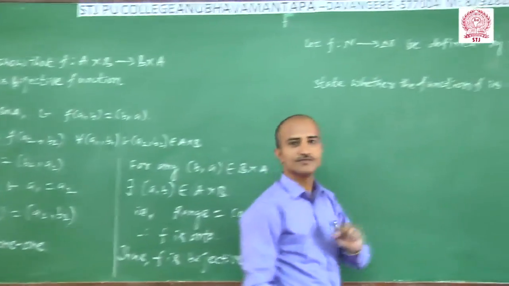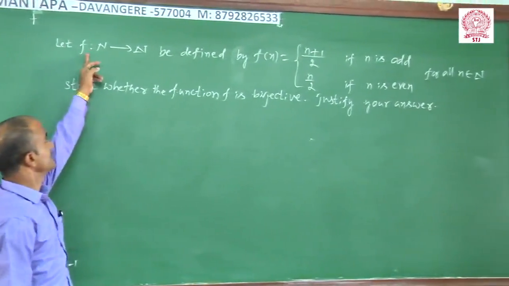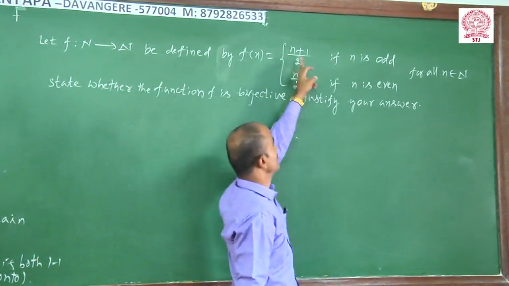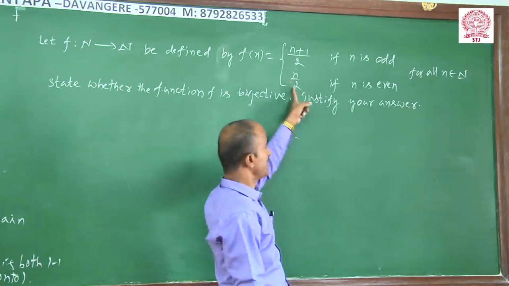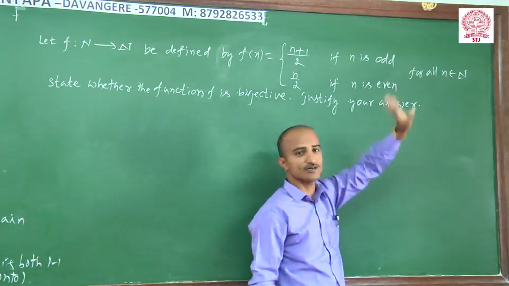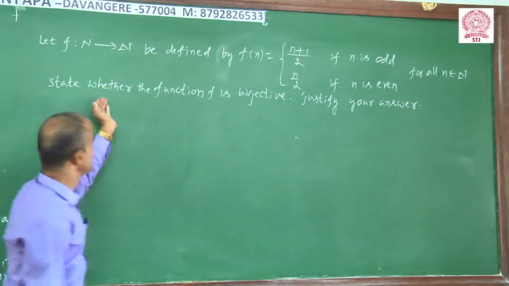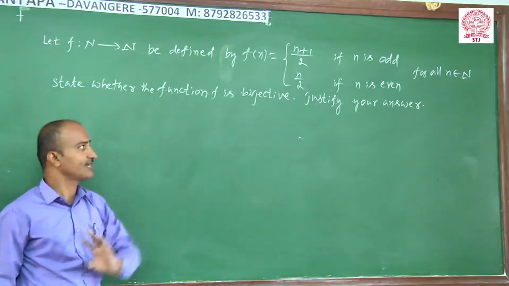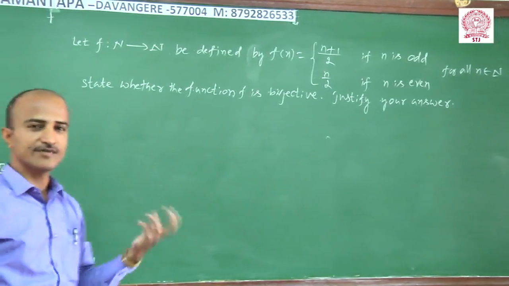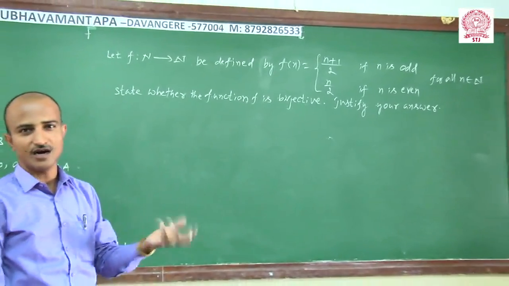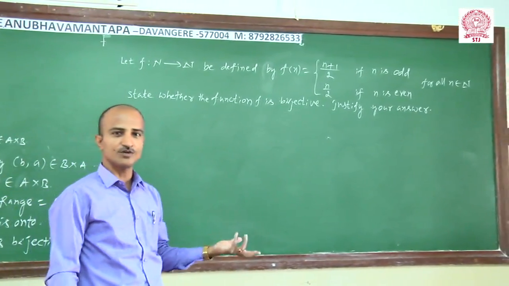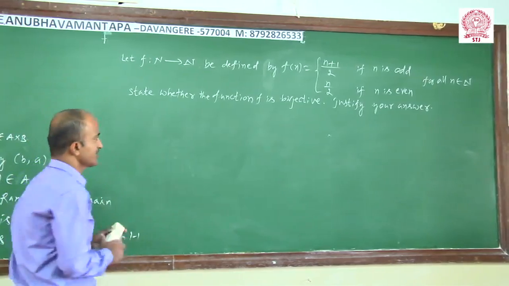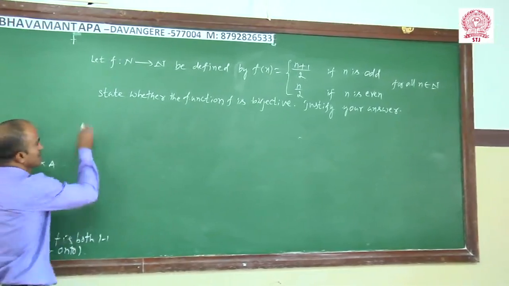Here we have one more problem where f is a function defined from N to N, where f of n is defined as (n plus 1) by 2 when n is odd, n by 2 when n is even, for all n belonging to the set of natural numbers. State whether the function f is bijective. Justify your answer. Here we need to examine whether the function is one-to-one or onto. If it is one-to-one and onto, then clearly that function is bijective. If not, then it is not bijective. Let's check whether it is bijective or not.